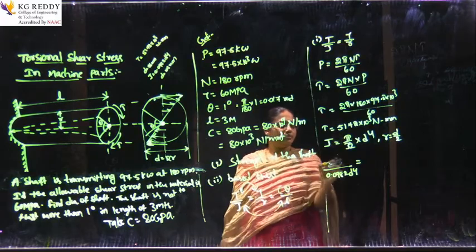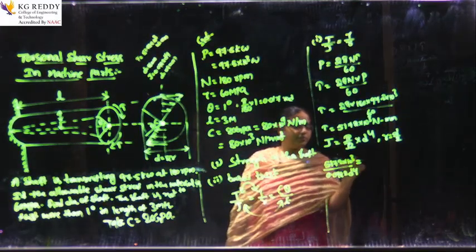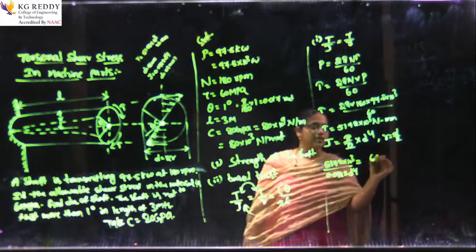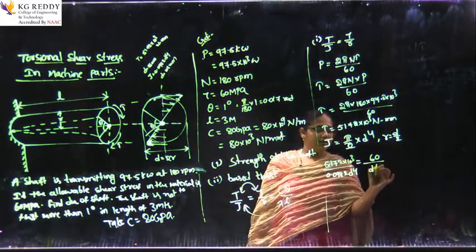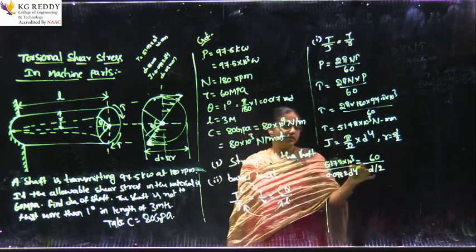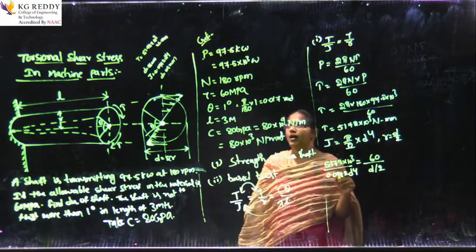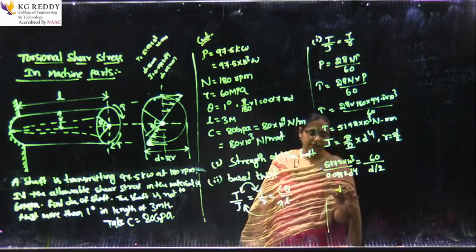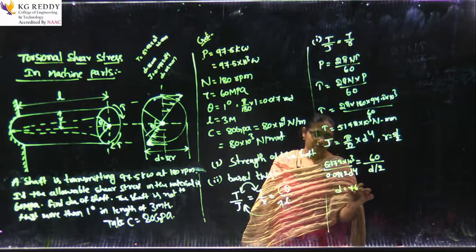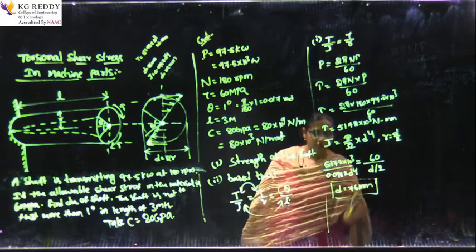So T is nothing but 5172 into 10 cube by J, that is equals to 60 divided by d by 2. Okay. So by solving these two equations using cross multiplication, we can directly get the value that d equals 76 mm. So this is one way we can identify the diameter of the shaft.